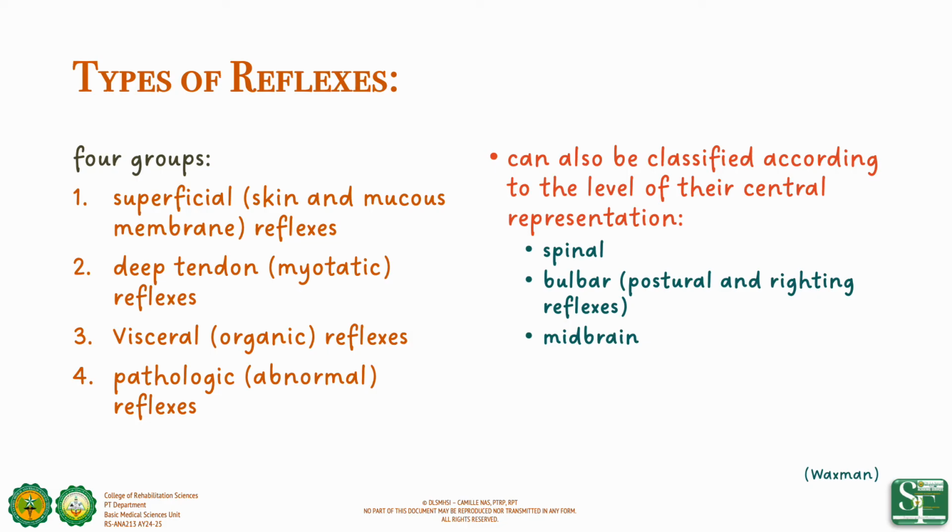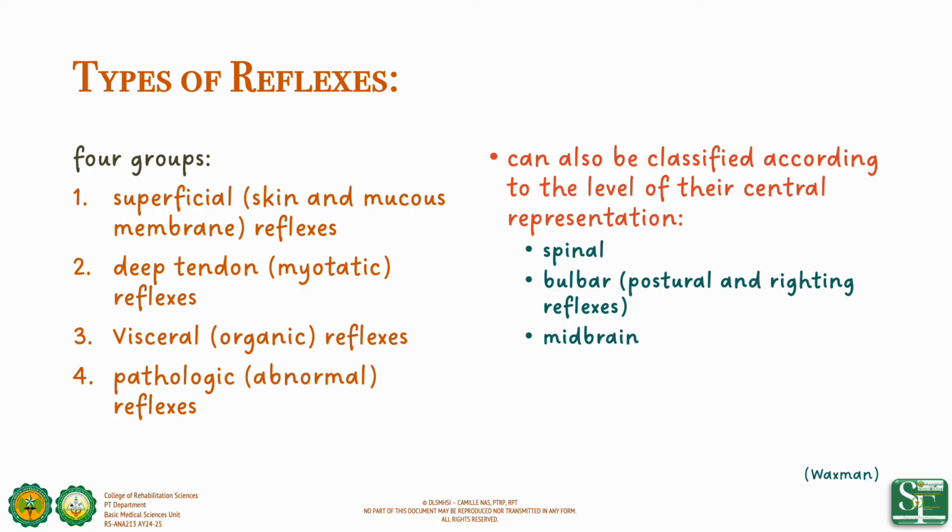So, we have different types of reflexes. We have four groups: superficial, deep tendon, visceral, and pathologic. So, I think ang magiging focus natin is the superficial and the deep tendon kasi ito yung mga important for assessment, neurologic assessment. Superficial reflexes, ang example would be in the skin and the mucous membrane.